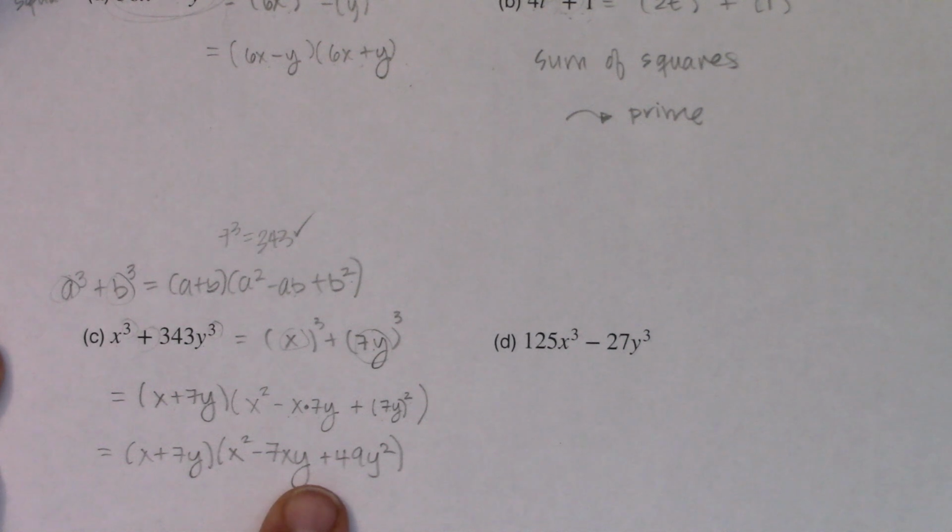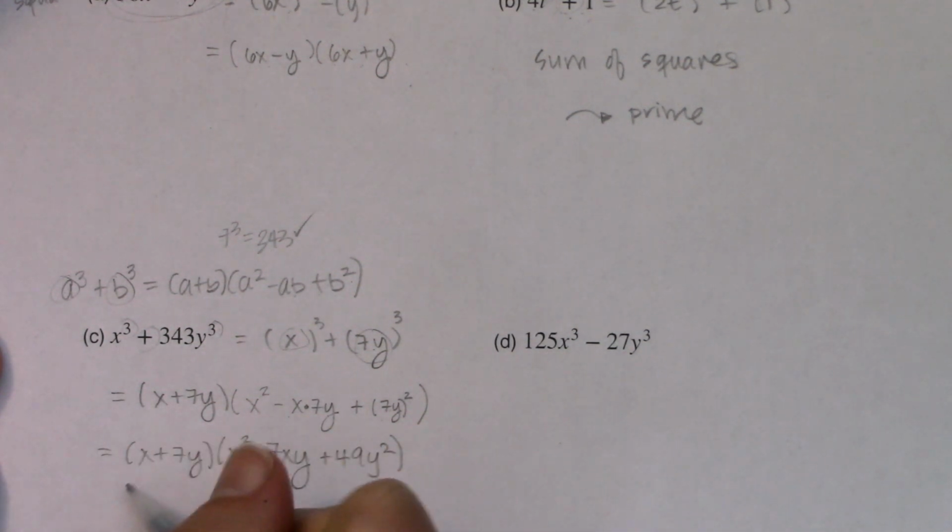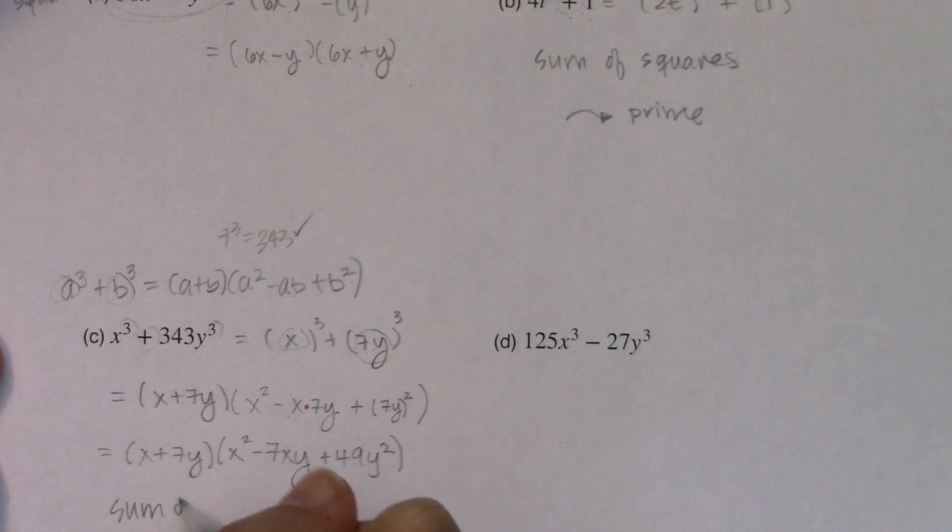And this trinomial is also prime. So a linear factor is automatically prime, and the trinomial, whenever you're factoring out a sum of cubes, is automatically prime too. So we know we can stop there.